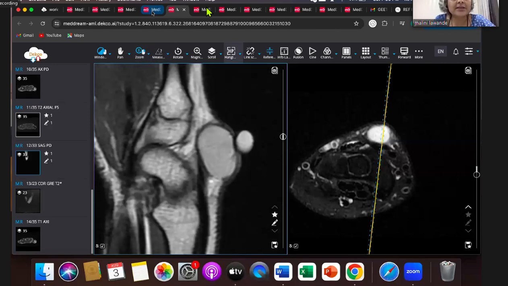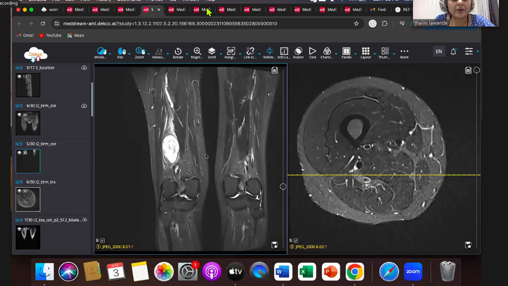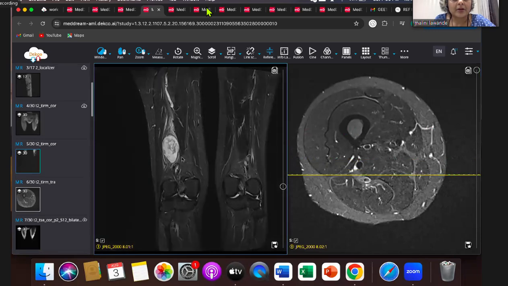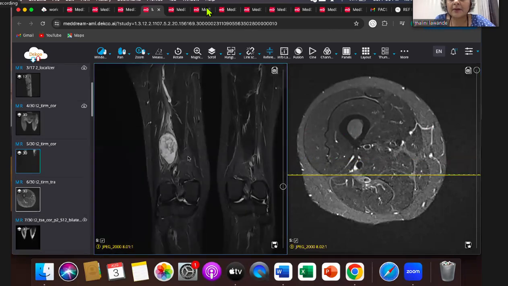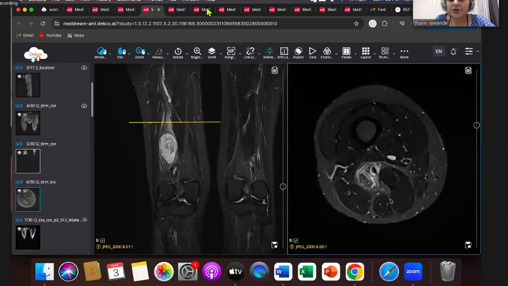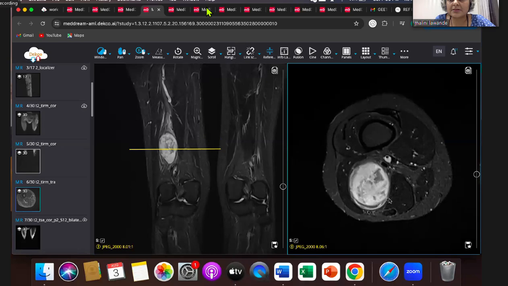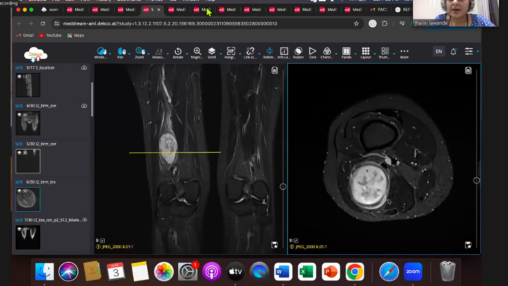Okay, let's go to the next case. This is the STIR image that I'm showing you. I'll show you the other sequences later. Yes, USG can help to distinguish between cystic and solid. Somebody asked that question. Yeah, so here is a lesion.